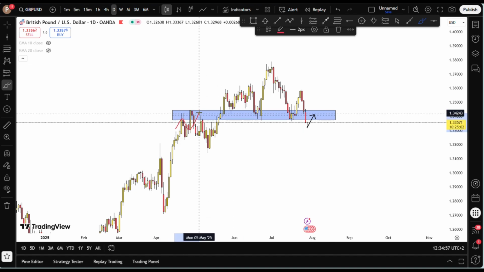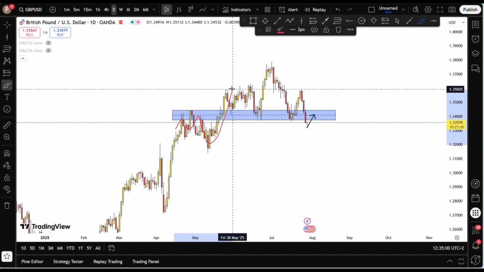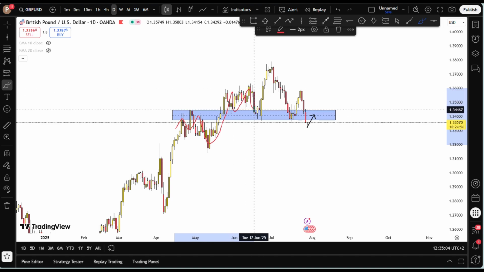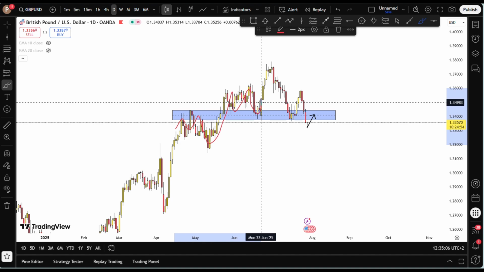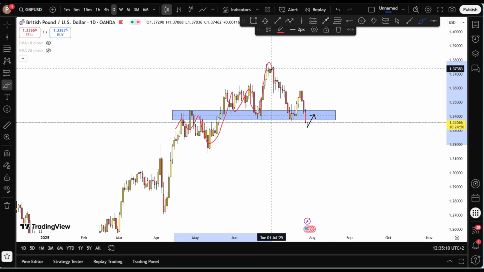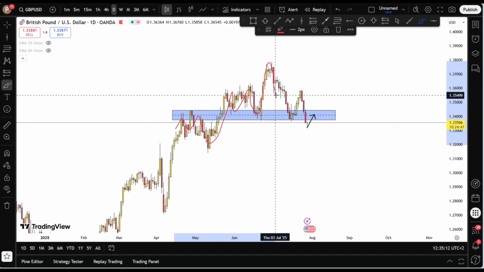Okay, here it was resistance, came back, resisted. Here it broke out, rejected here, now it's support, right? Tried going up, came back here, same zone, failed to break lower, which allowed for this impulse, broke higher, indicating that we are going higher.